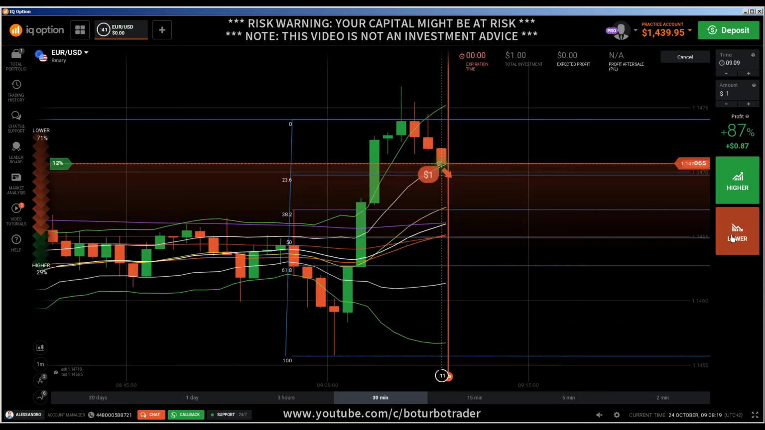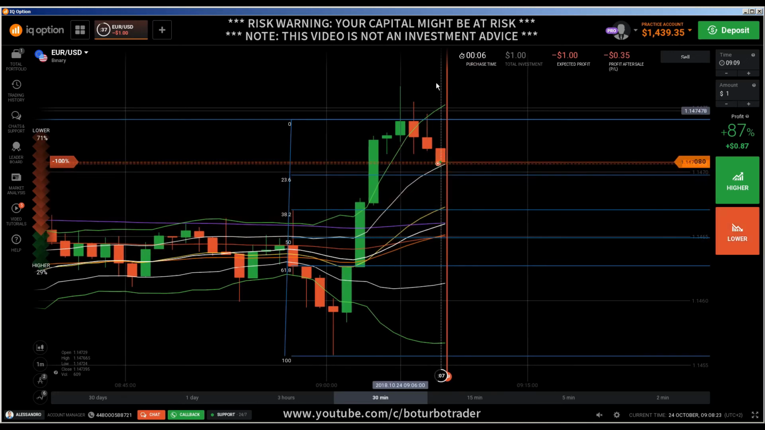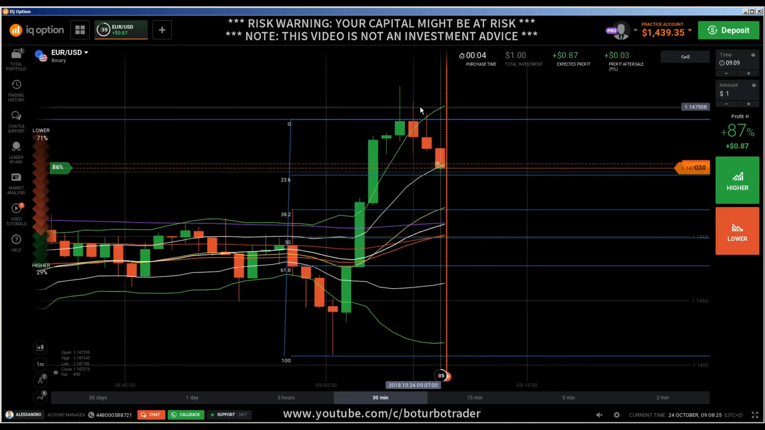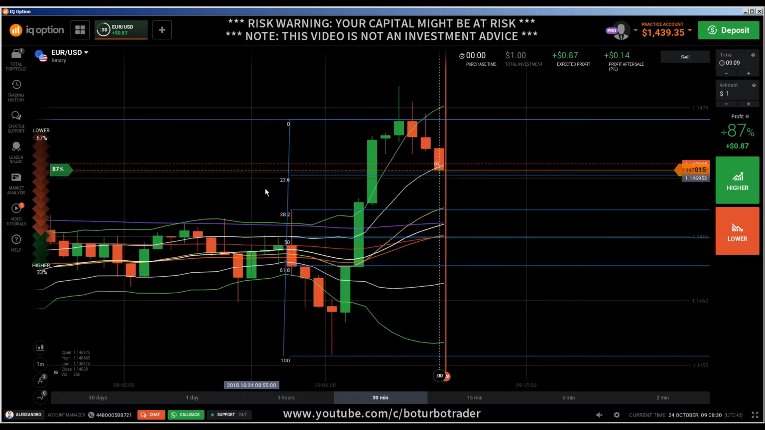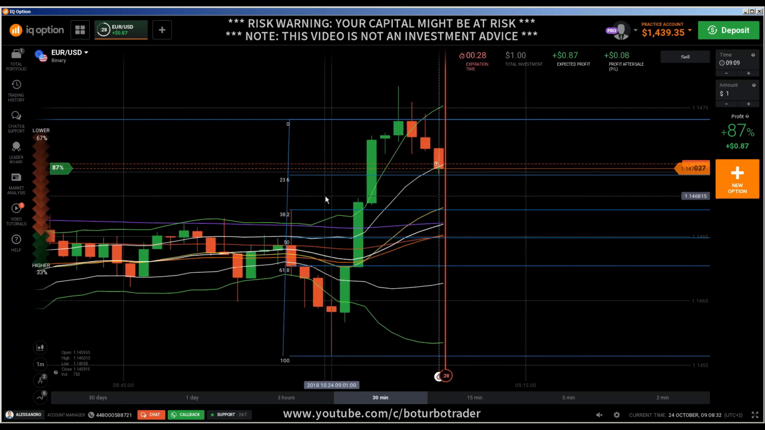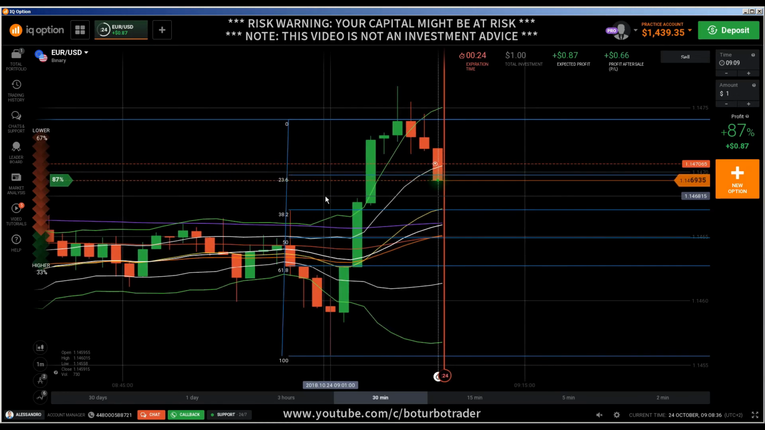Okay, it looks like we are going down to the 23.6 Fibonacci level. This candle here is showing me a strong selling pressure, so strong that this candle will close at the 23.6 level, and that's the reason why I'm entering into a put at this late entry point.